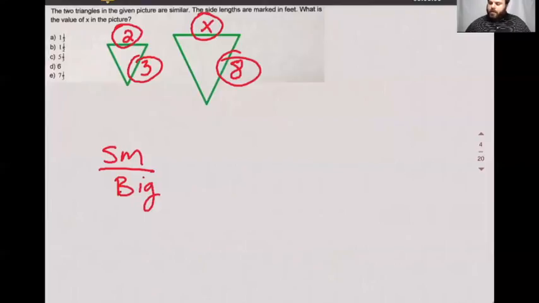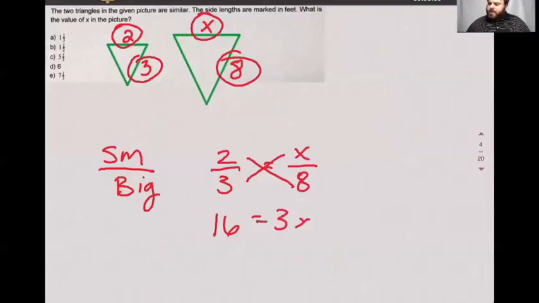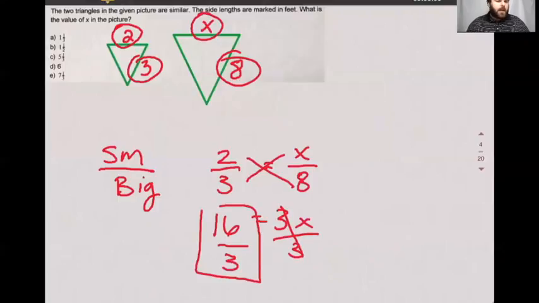So in the left triangle, the ratio of small to big is 2 to 3. That should be equal to the ratio of x to 8. If they're proportional, excuse me, if they're similar, they're proportional, and that should hold true. So we cross multiply. 2 times 8 is 16. 3 times x is 3x. Divide both sides by 3, you get 16/3. Now that answer is not any of our choices. A couple ways to think about this.